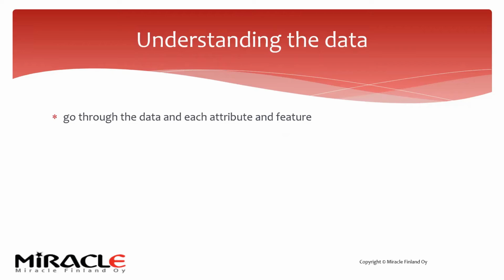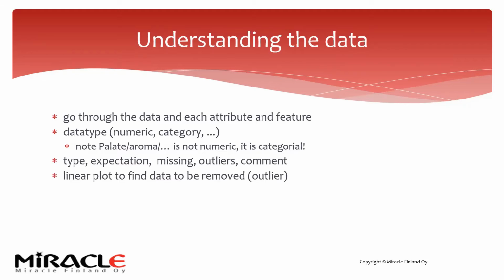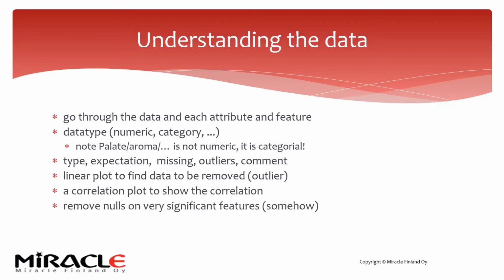Understanding the data, you go through the data and attributes, features, you go through data types to be sure that they are the correct data type. Like here, palate and aroma, these were 1, 2, 3, 4, 5. It's actually not a number, it's a category. So make sure that you have defined them correctly so that the model will understand it's a category. Type, expectation, missing values, outliers, maybe some comments about your investigation, maybe a linear plot to find data to be removed, outliers that are not correct, a correlation plot to show the correlation of data, remove nulls on significant features, transform features. So there's a lot of things you do while understanding the data.